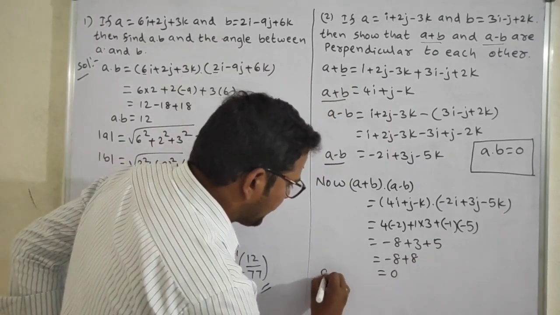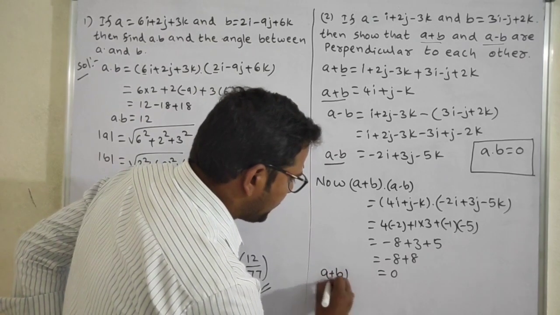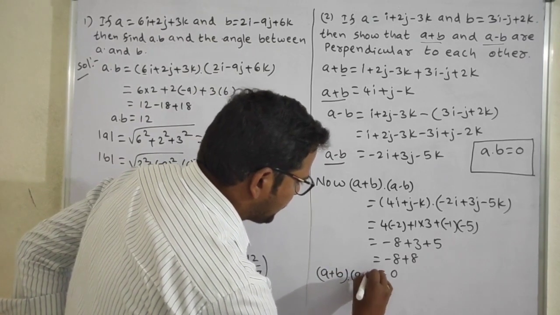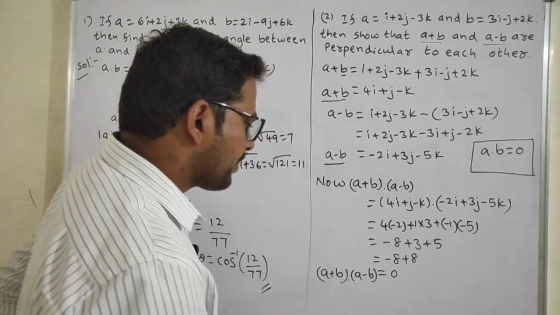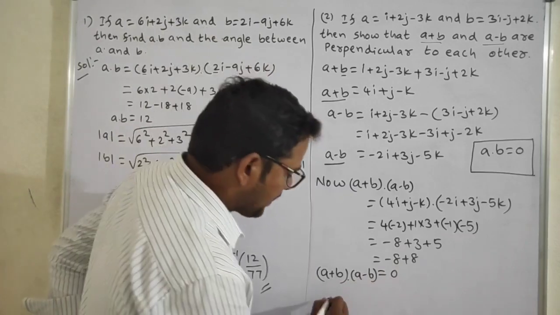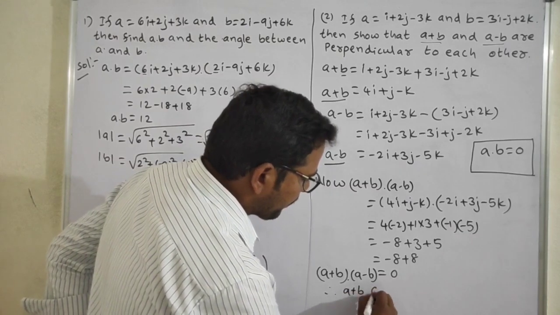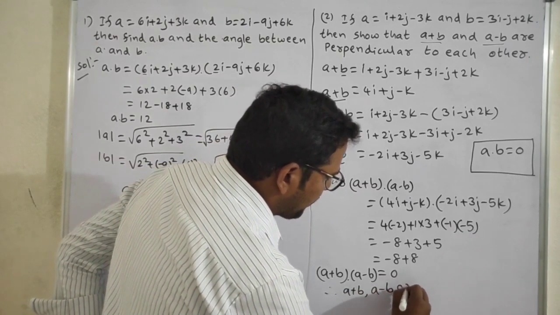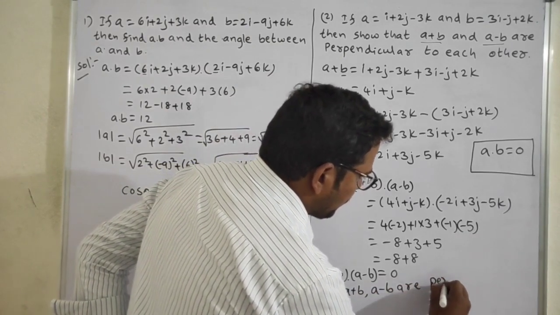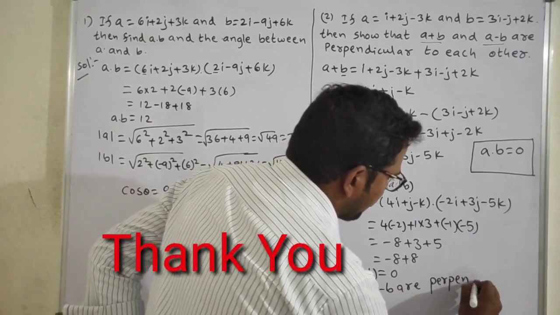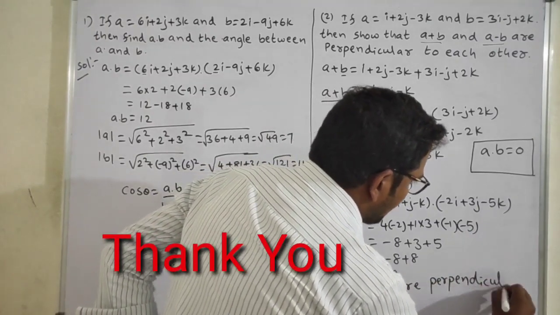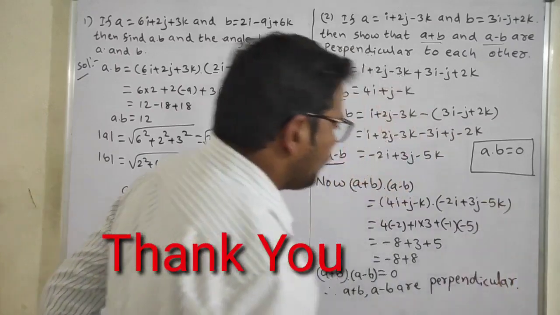Therefore, what value did we get for A plus B dot A minus B? A plus B dot A minus B is equal to 0. Therefore these two vectors are perpendicular. Therefore A plus B and A minus B are perpendicular to each other.